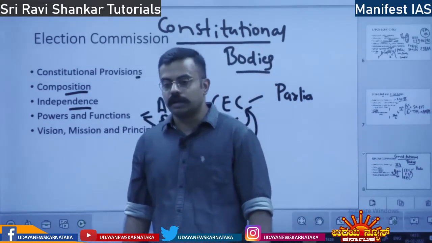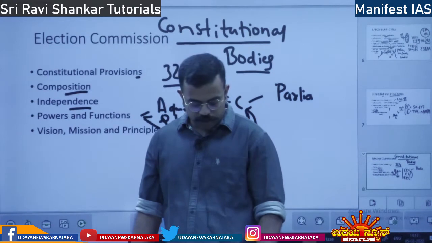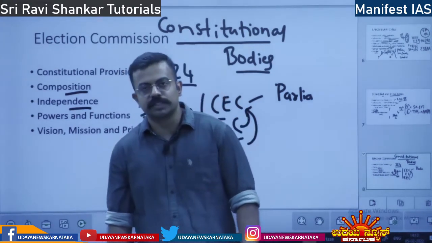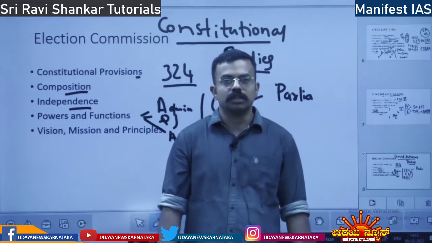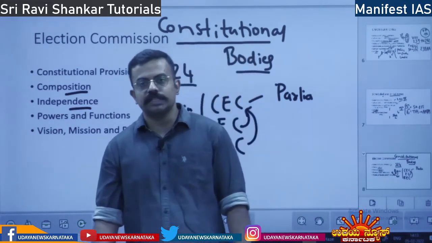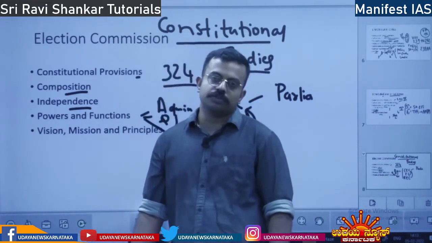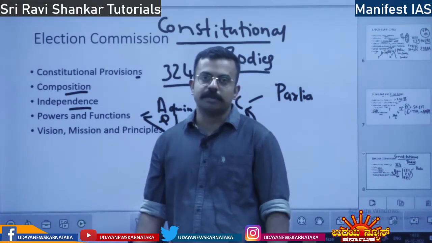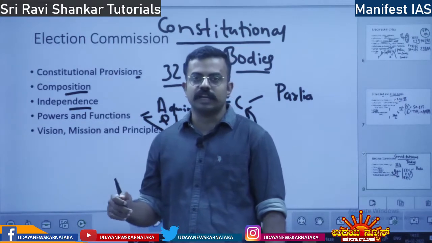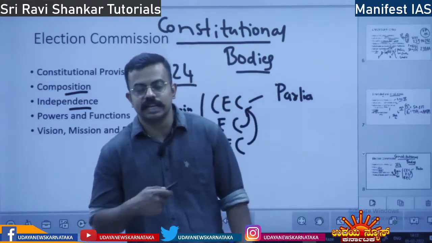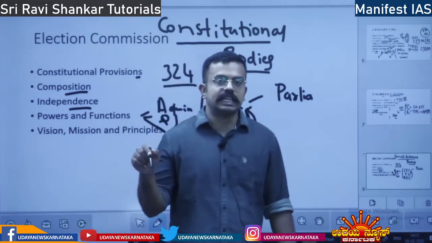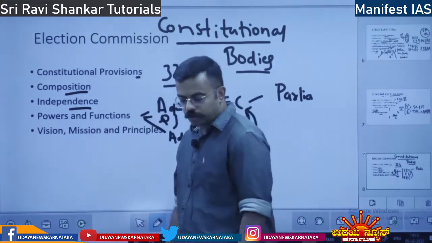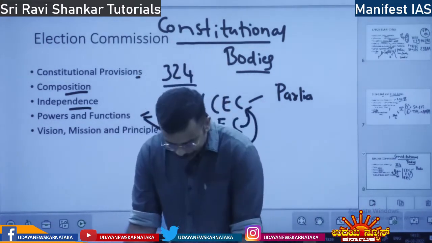Suppose a person does not submit accounts to the Election Commission. If he fails to submit accounts before the election, he is liable for disqualification. Whose authority? It is the Election Commission's authority. In that case, it acts as a quasi-judicial body.